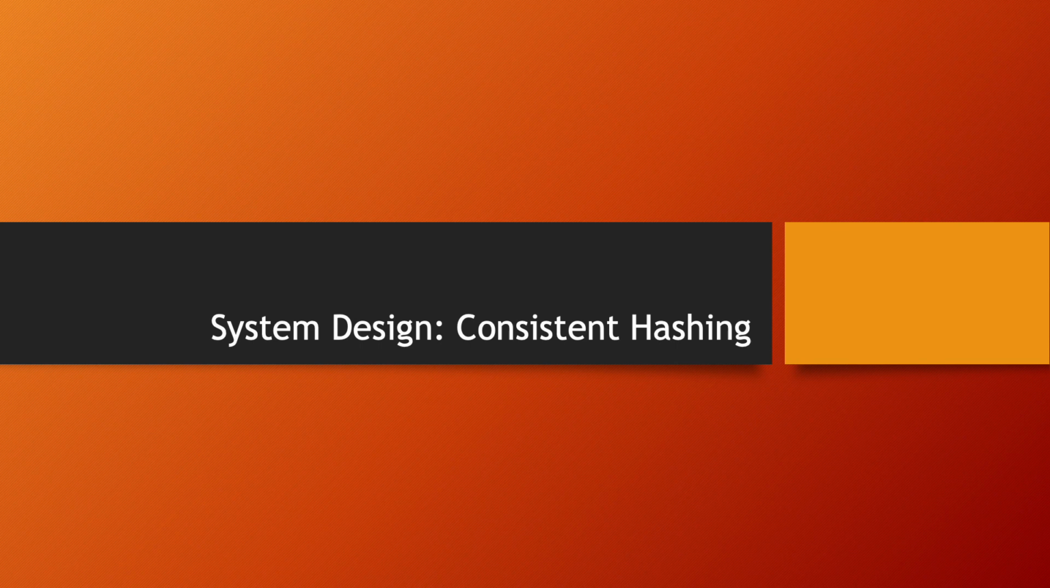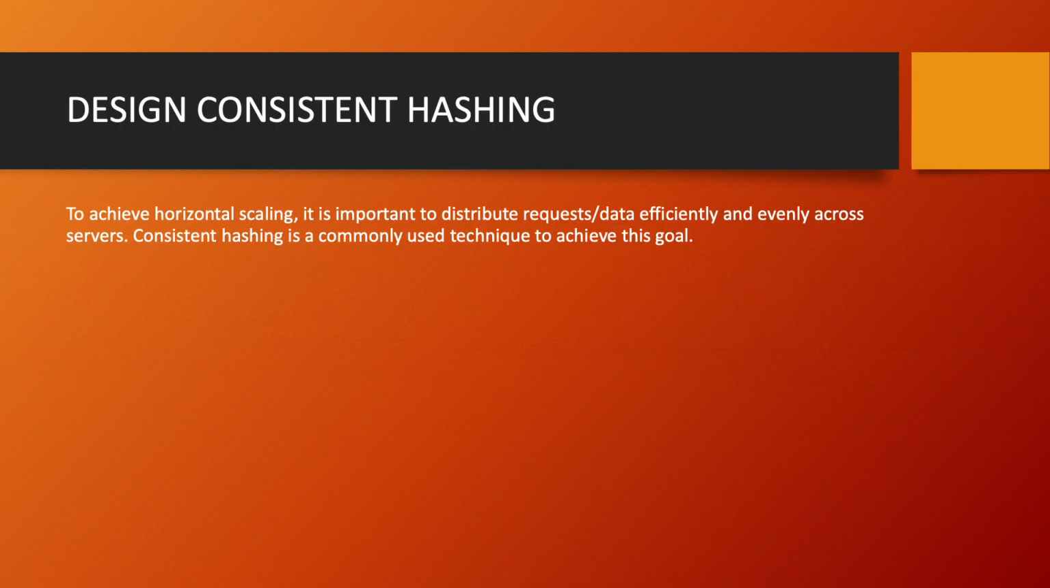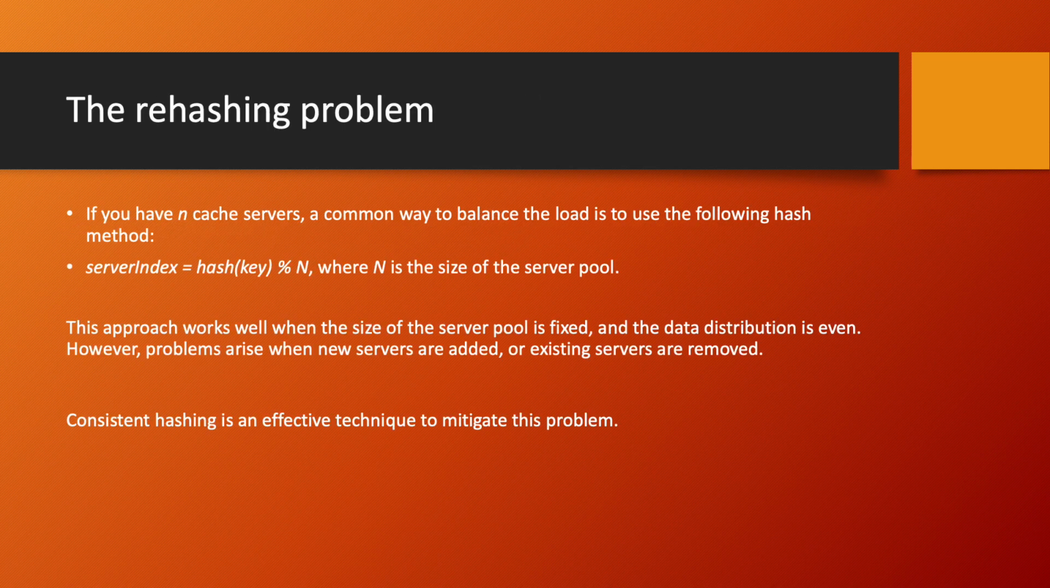Today, let's look at the system design for consistent hashing. To achieve horizontal scaling, it is important to distribute requests and data efficiently and evenly across servers. Consistent hashing is a commonly used technique to achieve this goal.